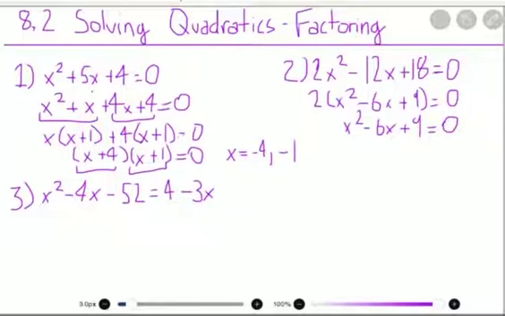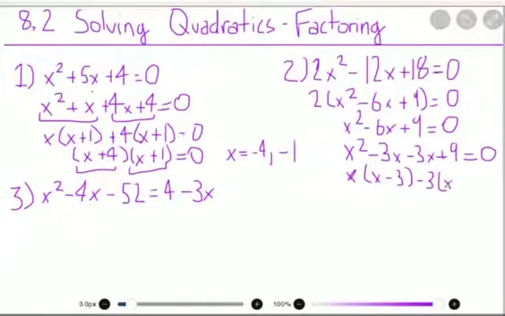Now we can factor this. 1 times 9 would be 9, and two numbers that add up to -6 would be -3 and -3. So I can do x squared minus 3x minus 3x plus 9 equals 0. And then from here I can do x times (x minus 3) minus 3 times (x minus 3) equals 0.